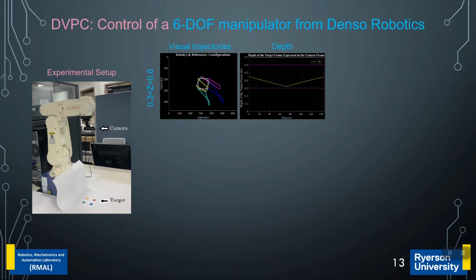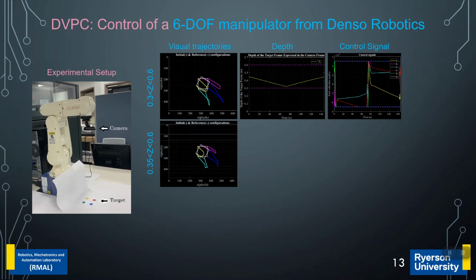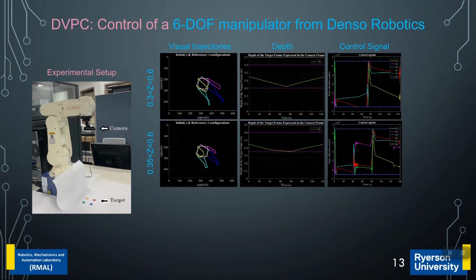Finally, as depicted in these figures, due to having direct control over the target point's depth expressed in the camera frame, the amount of the camera's retreat became less by increasing the lower bound of the depth constraint.